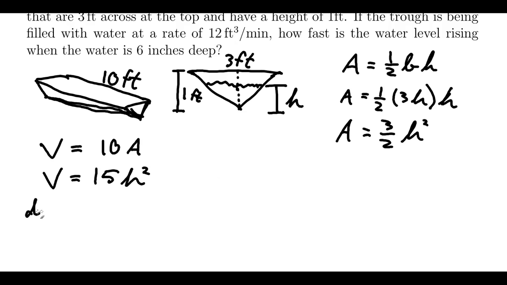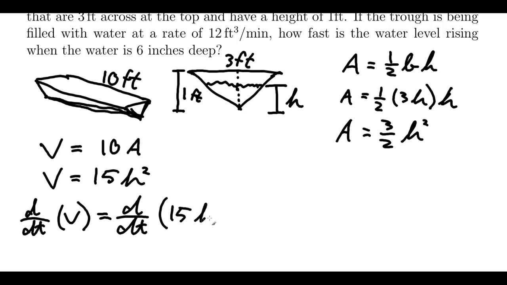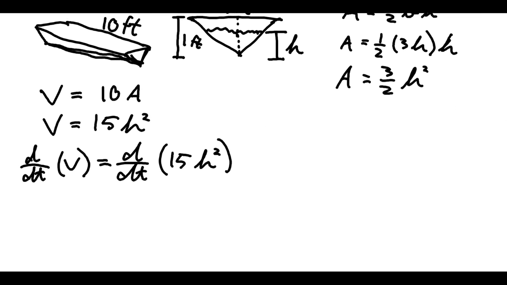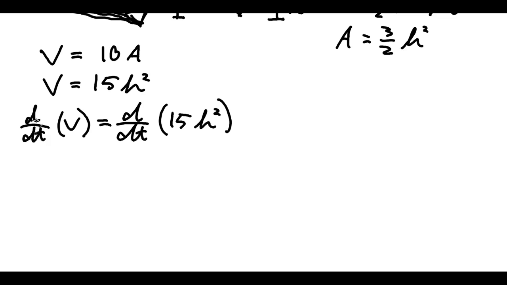So we should differentiate both sides of this. If we're using implicit differentiation, we can write it like this. We would implicitly differentiate both sides, d by dt, keeping in mind that both v and h vary with respect to time. The volume changes, the height changes.